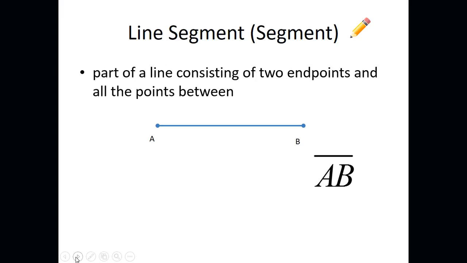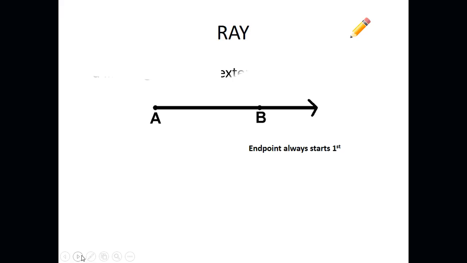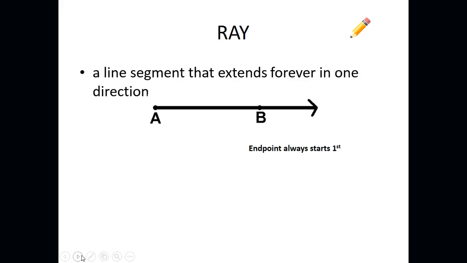So when we talk about segments, these are things that do not go on and on forever. It's just a particular piece of a line that has these 2 endpoints labeled, and if I had any points in between here, like maybe an M or a Q or a P or whatever, those would also be on my segment, but I would still call it segment AB because A and B are the endpoints. Okay, also let's talk about a ray. A ray is a line segment that extends forever in one direction. So you can still see segment AB here.